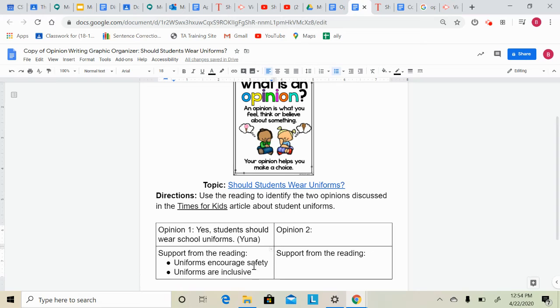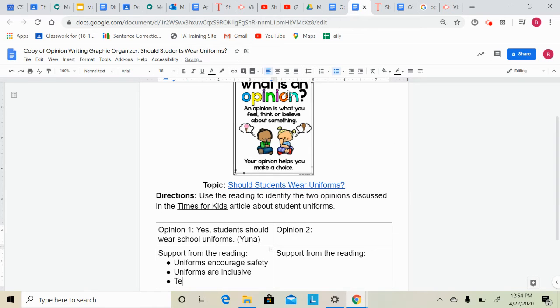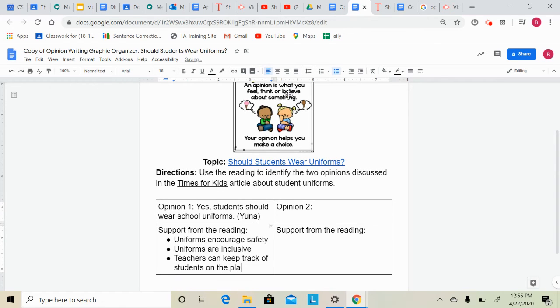Now notice here, I didn't necessarily write in full sentences. This is just a graphic organizer. You're just jotting down your thoughts. You don't necessarily need to, but one thing you should notice as well is that I'm not getting these ideas from my brain. This is not why I think students should wear school uniforms. This is why Una does, and these answers are coming directly from the reading. Let's try a few more. If I look here, I see Una says teachers don't have to worry about losing sight of students at the playground or on a field trip. Okay, so I say, all right, teachers can keep track of students on the playground or on field trips. So this is what Una is saying, but it's in my own words.